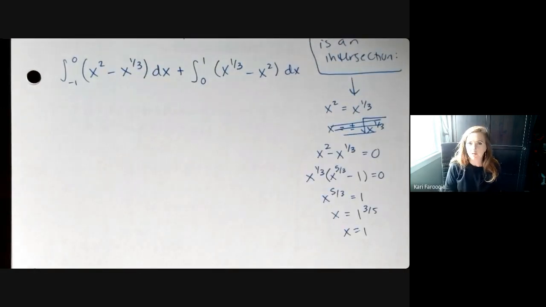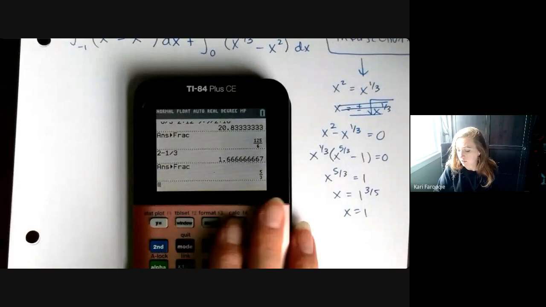It matters. I know you might be sitting there like, why is she talking about this? Why does this matter? Well, it could matter to you. Not in this problem because I already graphed it out. And you can see from the graph that it's an intersection. You can also verify this in your calculator.